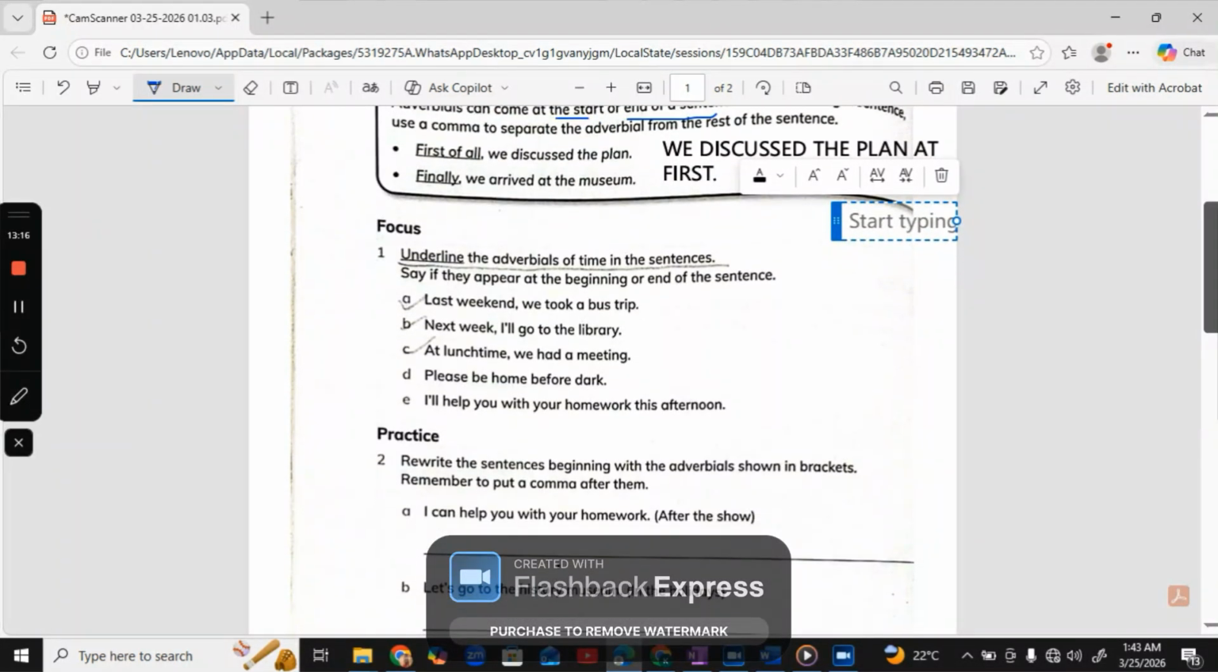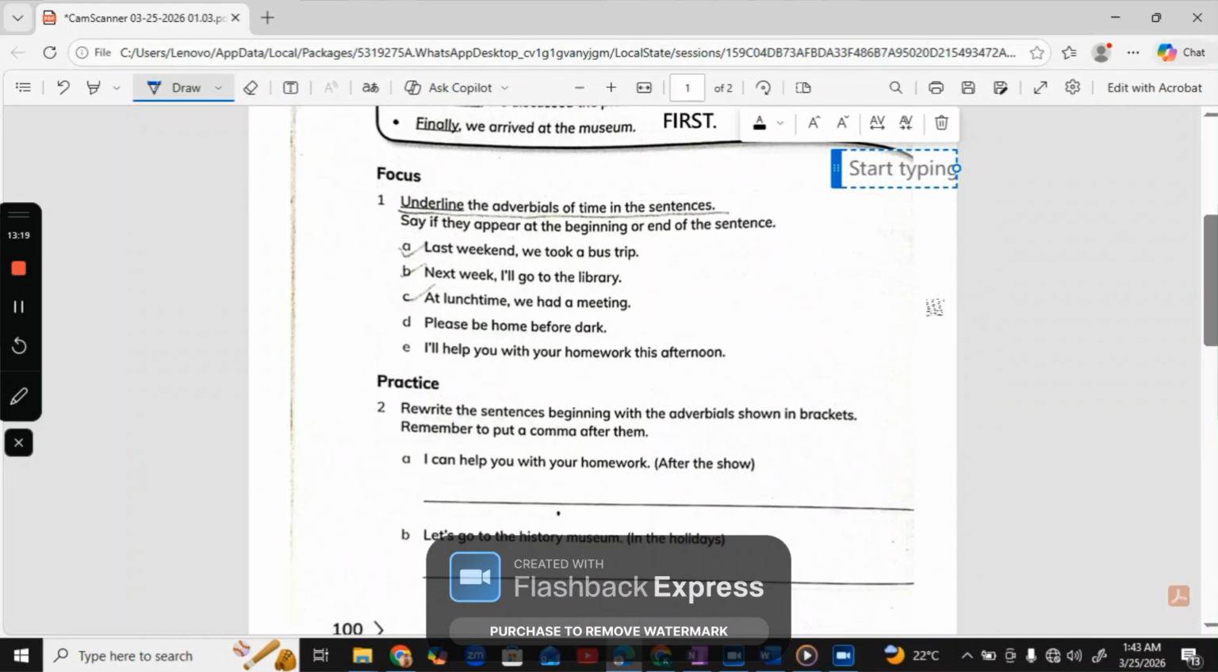So the first question that you are going to do is underline the adverbials of time in the sentences. So these are the sentences that I've given below. You are going to just underline whatever the adverbial of time is. Say if they appear at the beginning or end of the sentence. So you're going to write in front of it whether it appears at the beginning or at the end of the sentence.